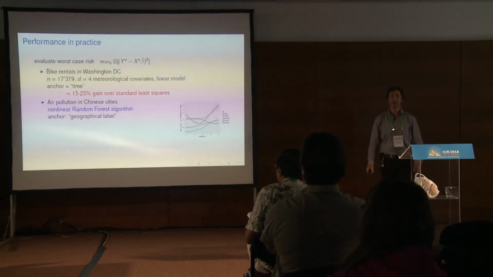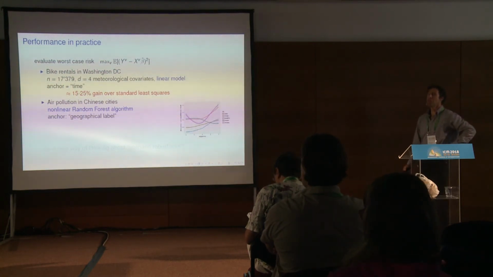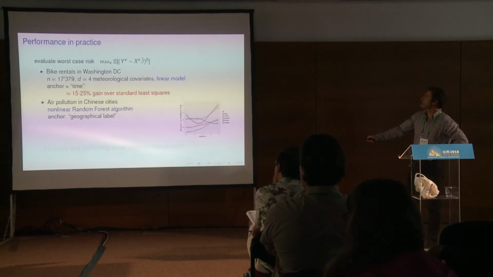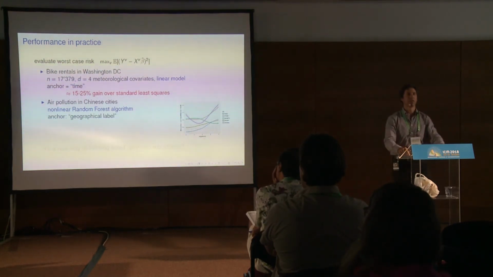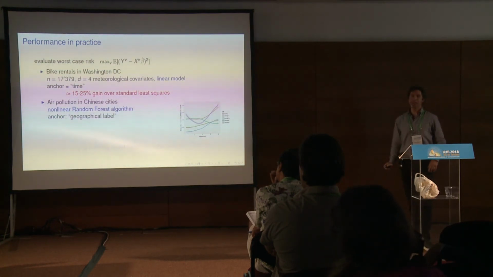So they rent out bikes like in Rio, and you want to predict what happens in the next 4 hours, what happens in the next day. The sample size is 17,000 plus. There are only 4 meteorological variables. And we just use a linear model.